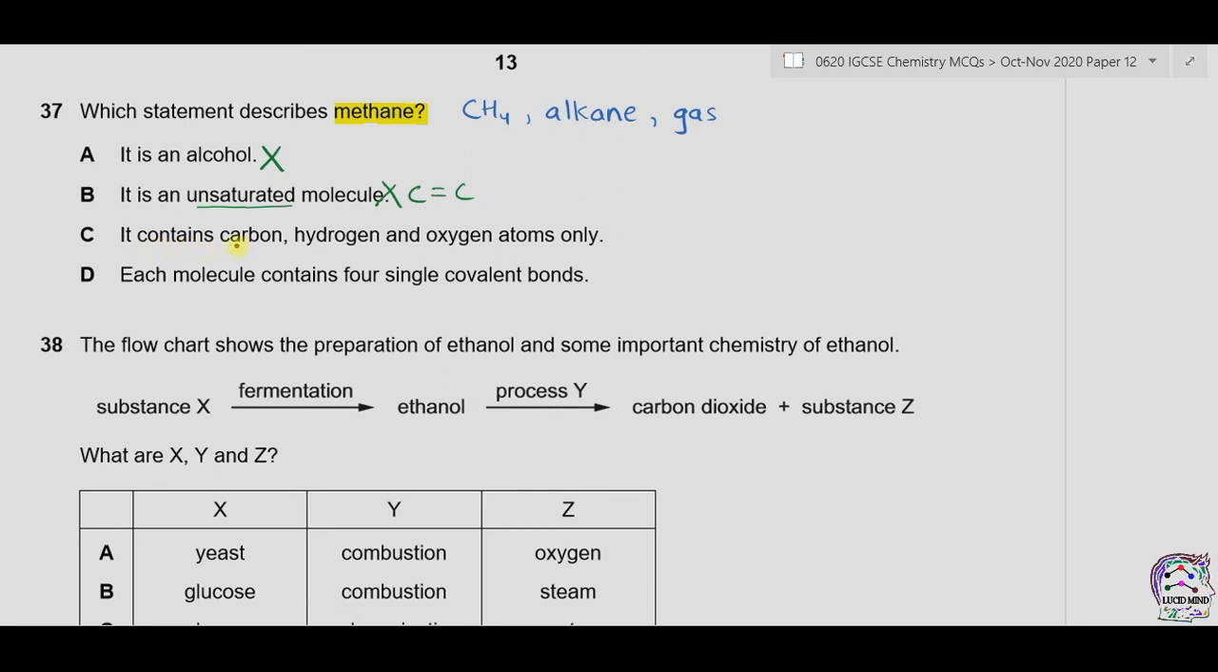C. It contains carbon, hydrogen and oxygen atoms only. As there is carbon and hydrogen present, there is no oxygen atom, so C is incorrect. D. Each molecule contains 4 single covalent bonds. In the structure of CH4, we can see that carbon makes 4 single covalent bonds with 4 hydrogen atoms. So D is correct. The answer is therefore D.